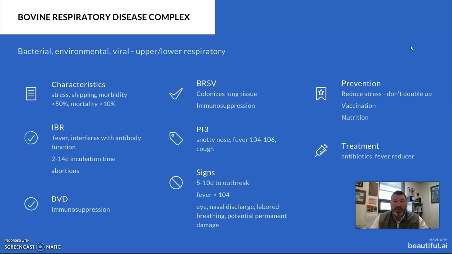It usually outbreaks within about 5 to 10 days of movement or transition from one place to another, and they'll have fevers greater than 104 typically. So prevent it by reducing stress. Don't double up a lot of different operations. So don't dehorn and castrate and vaccinate all at one time. That's a lot of things going on and may actually trigger this to happen. Vaccinate for it actively, and then keep animals in good nutritional status.